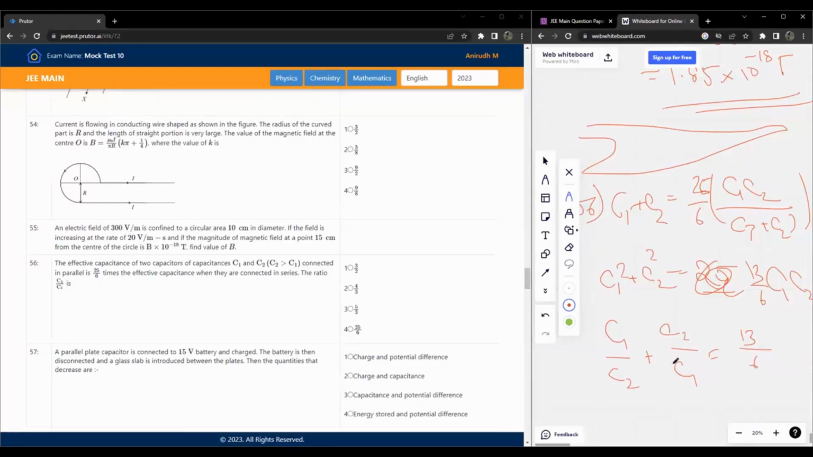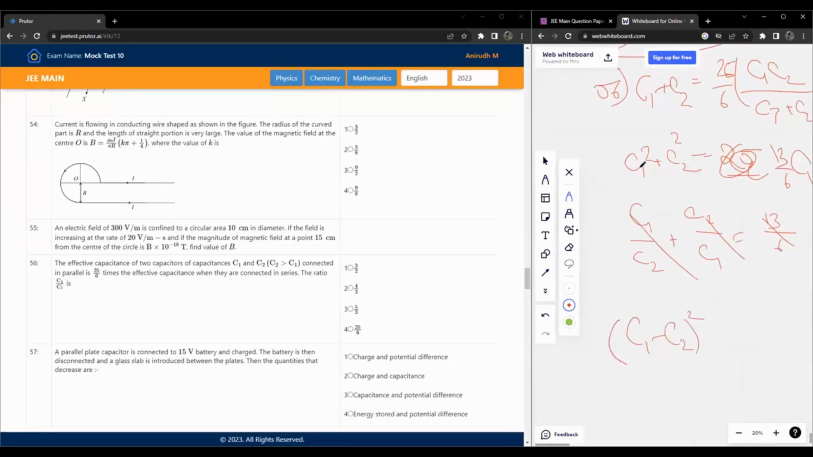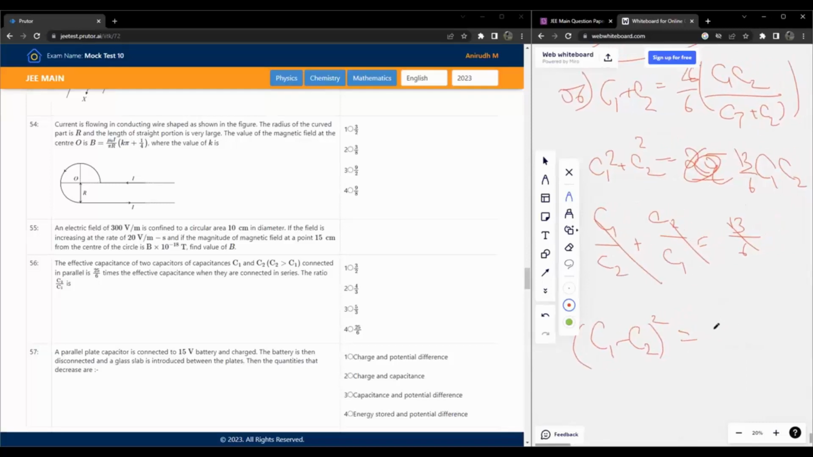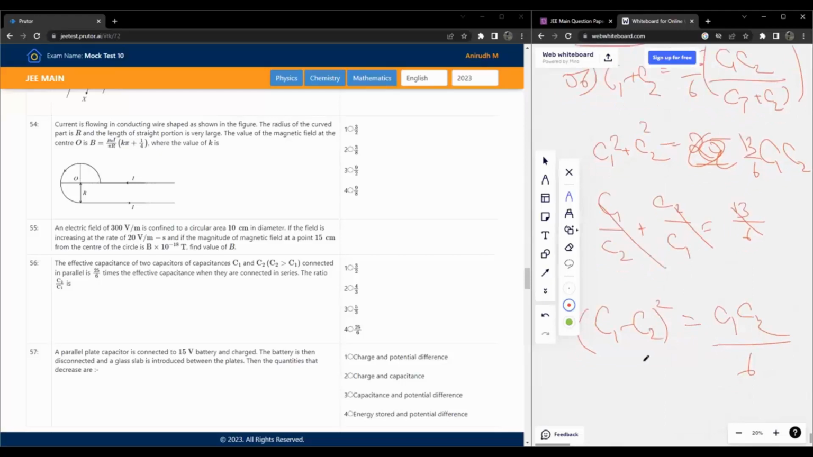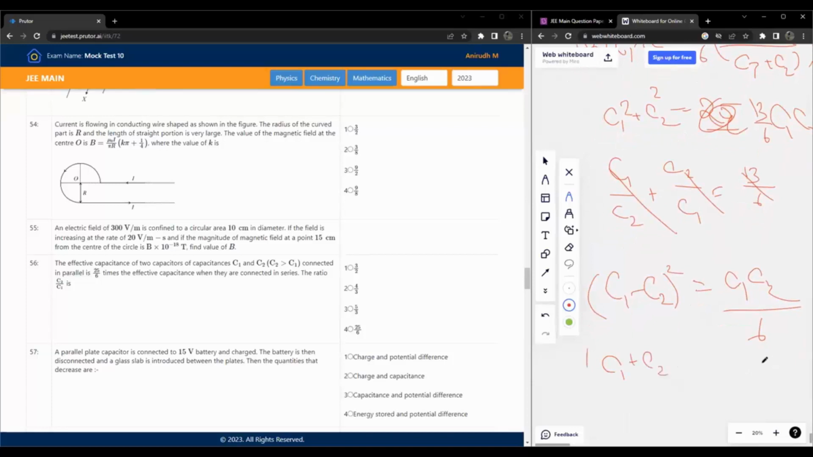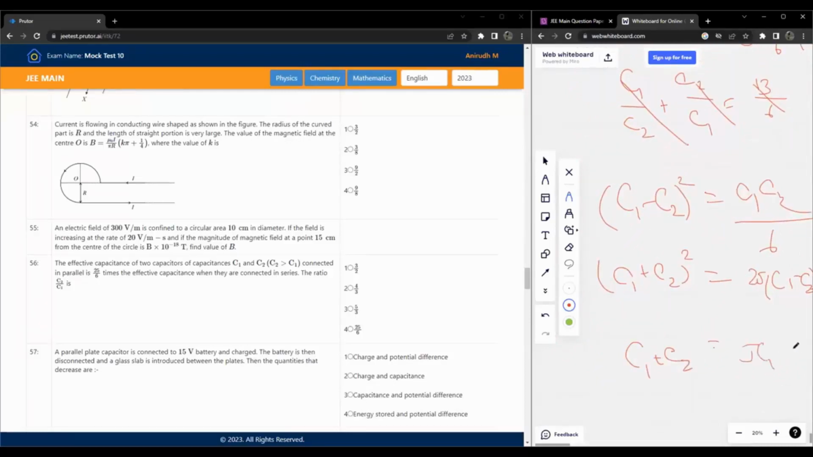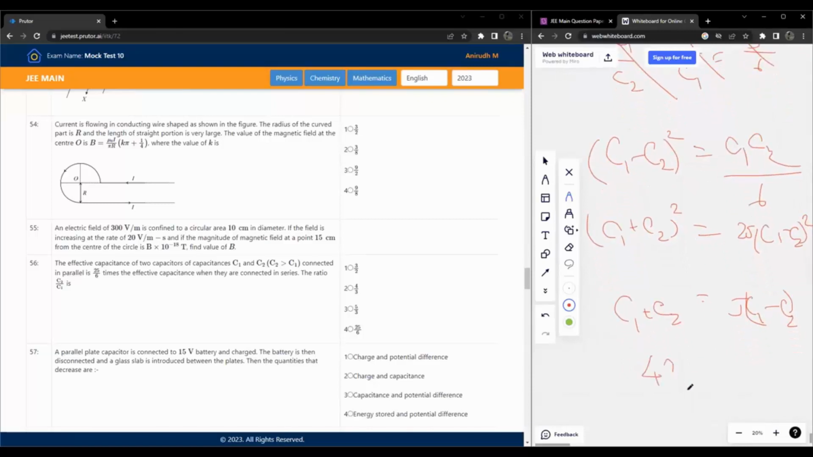Right? How do I define this now? So C1 minus C2 the whole square is going to be C1 square plus C2 square minus 2 C1 C2, that is just C1 C2 by 6. And so we have C1 plus C2 whole square is equal to 25 times C1 minus C2 the whole square. So C1 plus C2 is 5 times C1 minus C2. So 4C1 is equal to 6C2. C1 by C2 is 3 by 2, so the answer is 1.